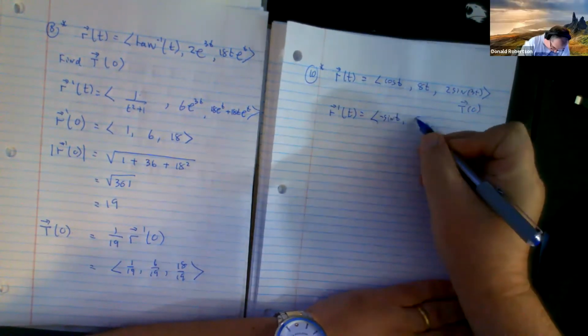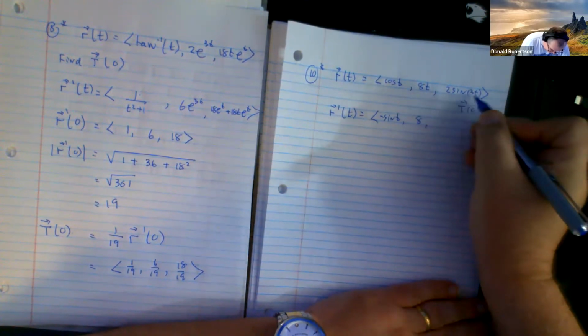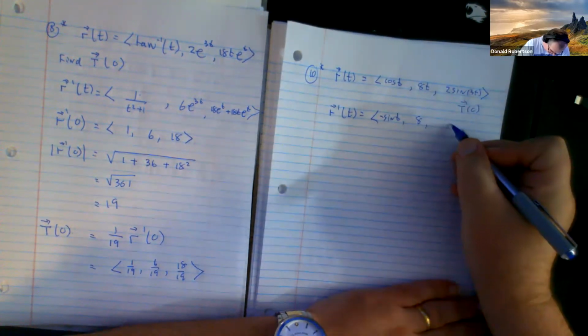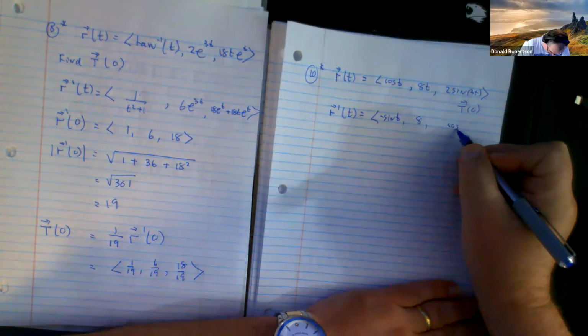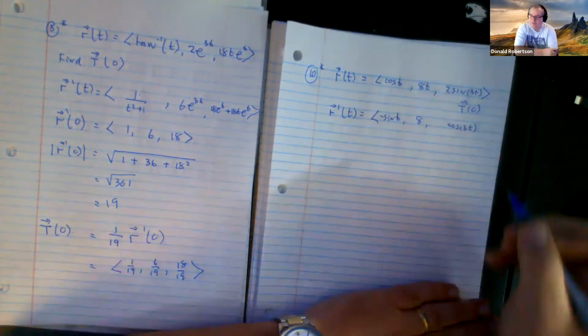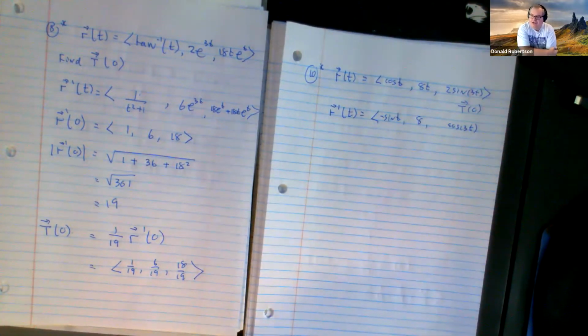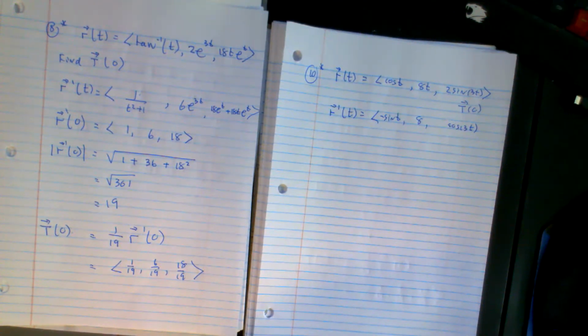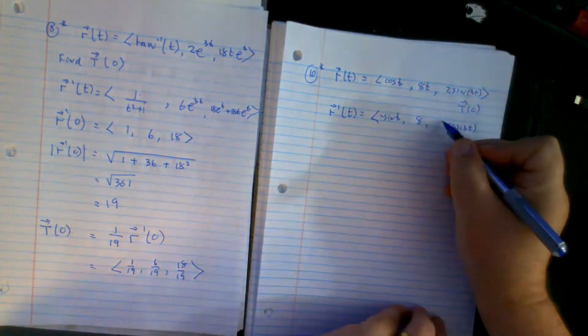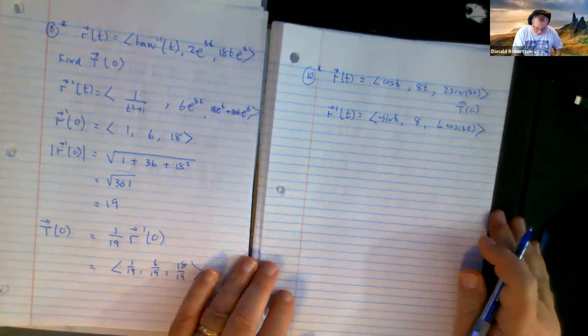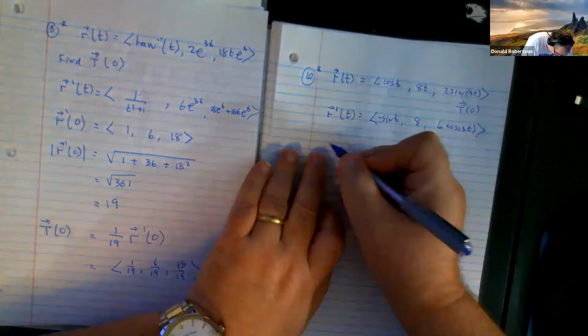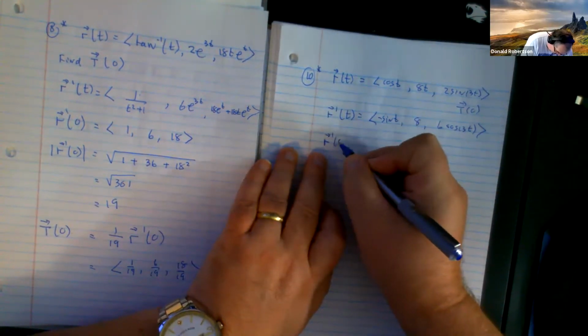And 8. And this guy is cosine of 3t. What multiple will you get when you differentiate 2 sine 3t? What multiple of cosine 3t do you get? 6. Yeah, 2 times 3. So nobody fell for that one, right? At 0, which is a pretty common number.